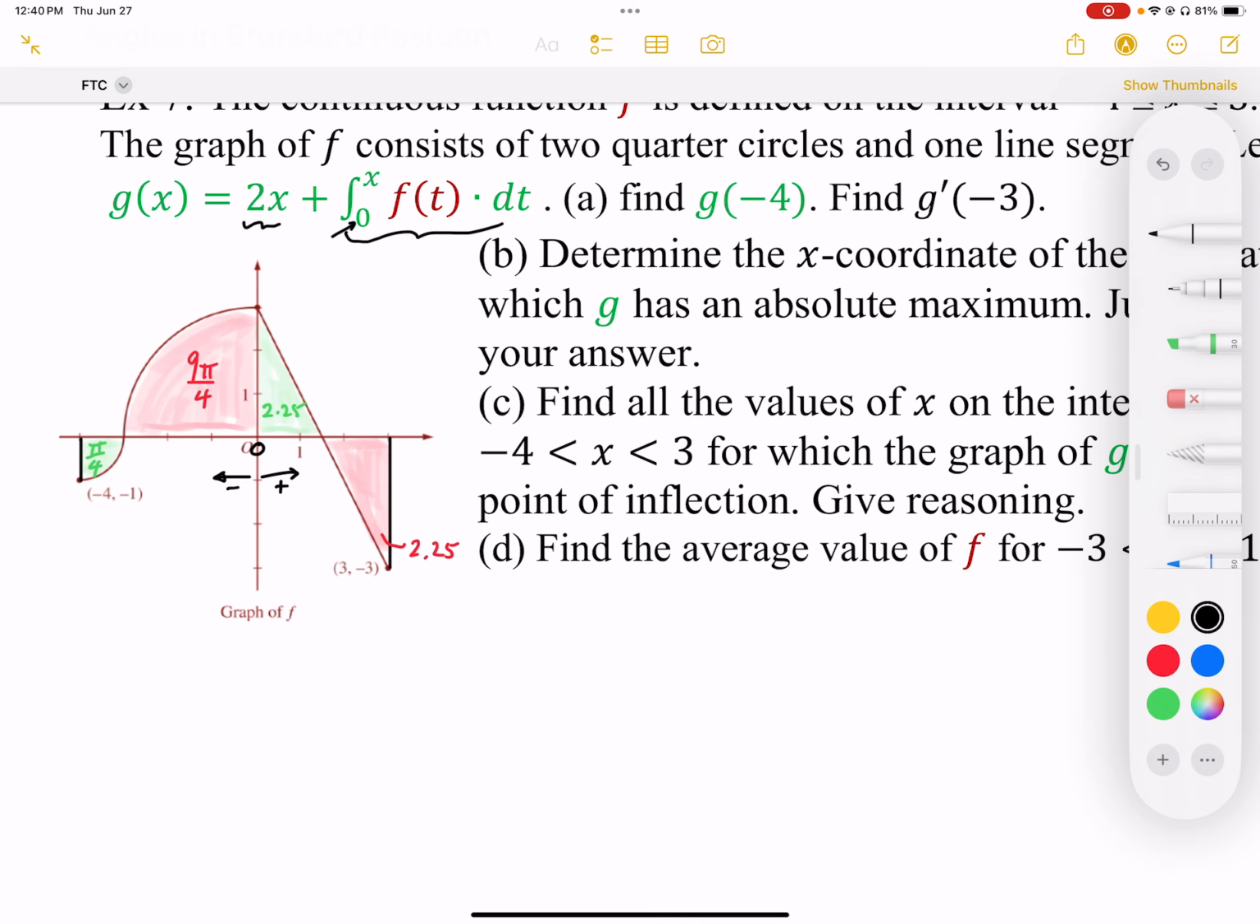Above is negative and below is positive. So part A asks to find g of -4 and g prime of -3. So let's start with g of -4. g of -4 is using the g function and plugging -4 into that expression. Okay, so when I plug that in, I get -8 plus the area from 0 to -4 under the f graph.